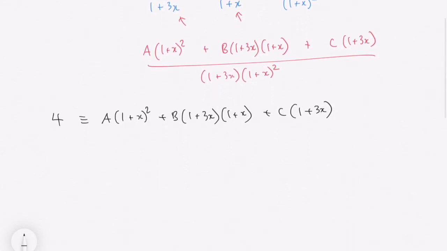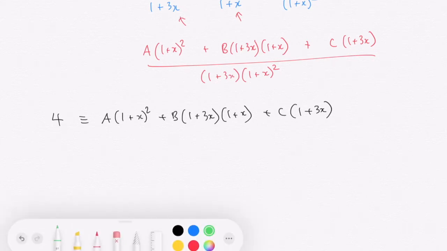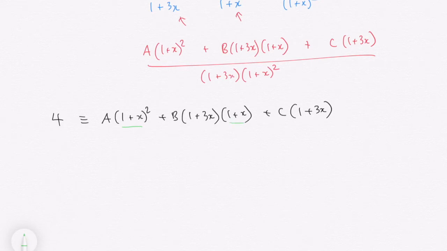So in particular, we want to pick a nice value of x that makes some of these brackets equal to 0. So notice here and here, if x equals negative 1, both of these two terms would be 0. So if we let x equal negative 1, we get 4 is equal to 0 here, 0 here, and then we have minus 1 minus 3, so minus 2C, which therefore gives us that C is equal to negative 2.